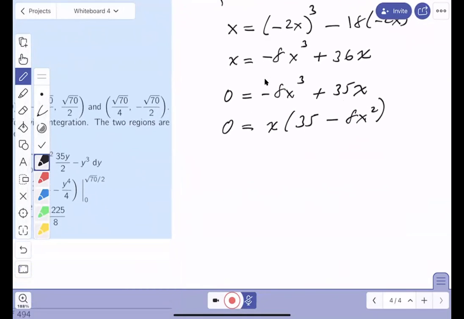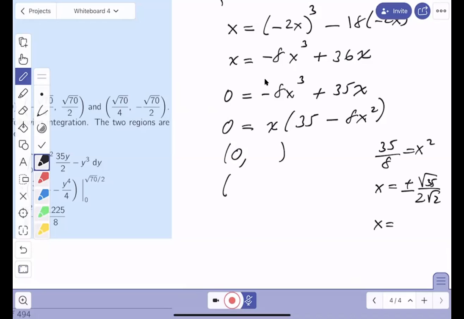And I'm going to go through it slowly. So the solution to the problem is going to be 0. x could be 0. What else could x be? I'll write this down for you. It's 35 over 8 equals x squared. So x would equal plus or minus the root of 35 over 2 root 2, plus or minus, I'm going to multiply top and bottom by root 2. That'd be root 70 over 4. So it's going to be root 70 over 4 comma 0 and minus root 70 over 4 comma 0. So, by the way, I'm sorry, I didn't mean to do that, I don't know even why I said that. That's simply not true.